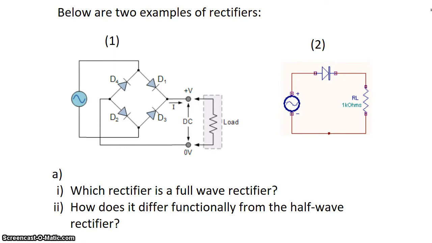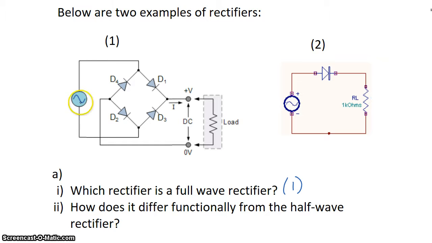The first question is, which rectifier is the full wave rectifier? It's going to be rectifier 1, and here's why. Both rectifiers are made of diodes, and diodes only allow current in their proper direction. So this circuit, rectifier 2, is going to allow current when it's flowing in a clockwise direction, but the diode will block the current if it attempts to flow in a counterclockwise direction, so nothing will happen half of the time.